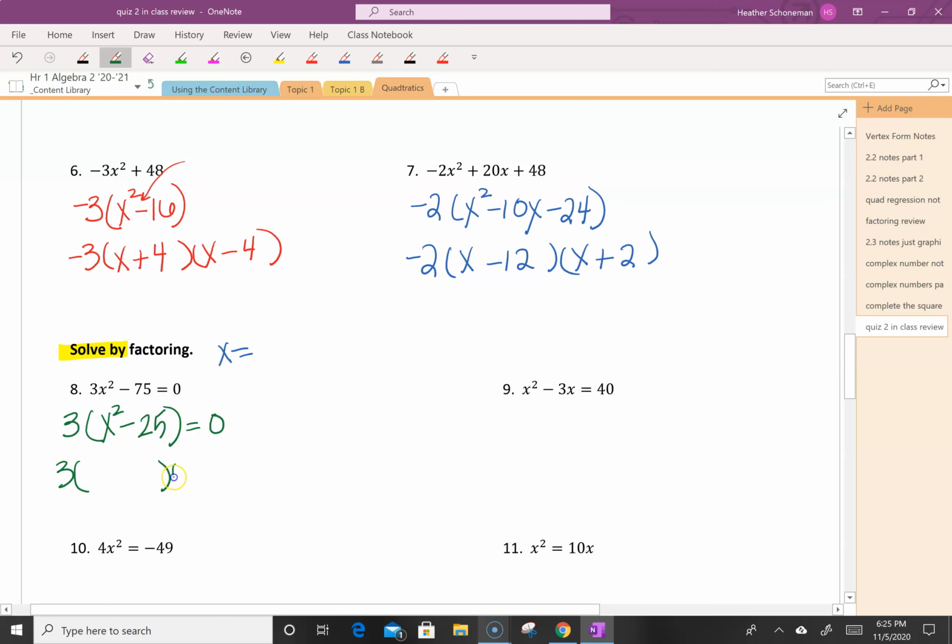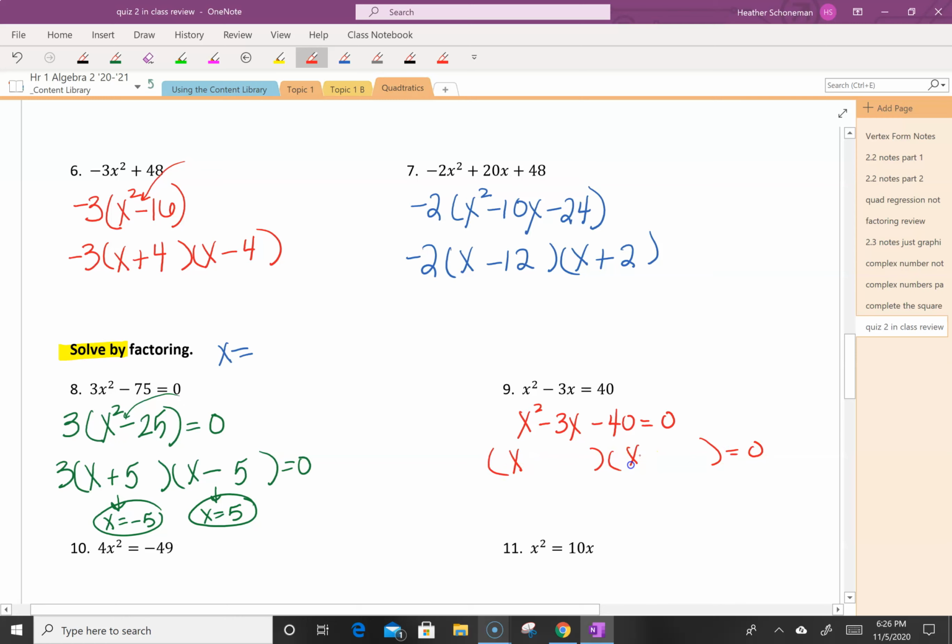Number 9. To solve by factoring, the first step is to set equal to 0. It's not equal to 0. I want to keep that x squared positive, so I'm going to leave that where it is and subtract the 40. Now it's equal to 0. It's a trinomial with a leading coefficient of 1, so I'm going to go straight to my two parentheses. The two numbers that multiply to negative 40 and add to negative 3 would be negative 8 and positive 5. Okay? So I get x is 8 from this one, and from this one I get x is negative 5.